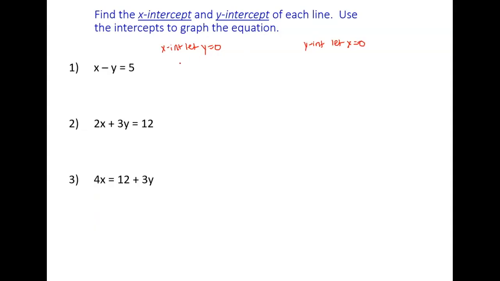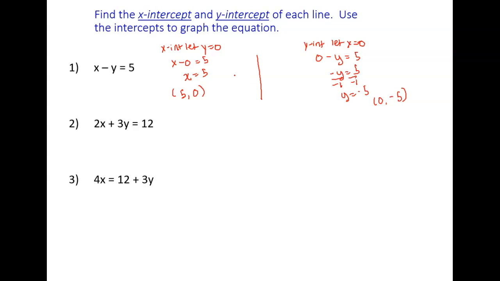So for my x-intercept, I let y equal 0, and for my y-intercept, I let x equal 0. If I let y equal 0, I get x take away 0 equals 5, so x equals 5. My first coordinate is 5 because x comes first in my pattern, right? And 0. In this case, I have my x equaling 0, so I have 0 take away y equals 5. So negative y equals 5. Let's get rid of that negative in front of the y. We don't like it. So y is equal to negative 5. So my other coordinate is 0 and negative 5.